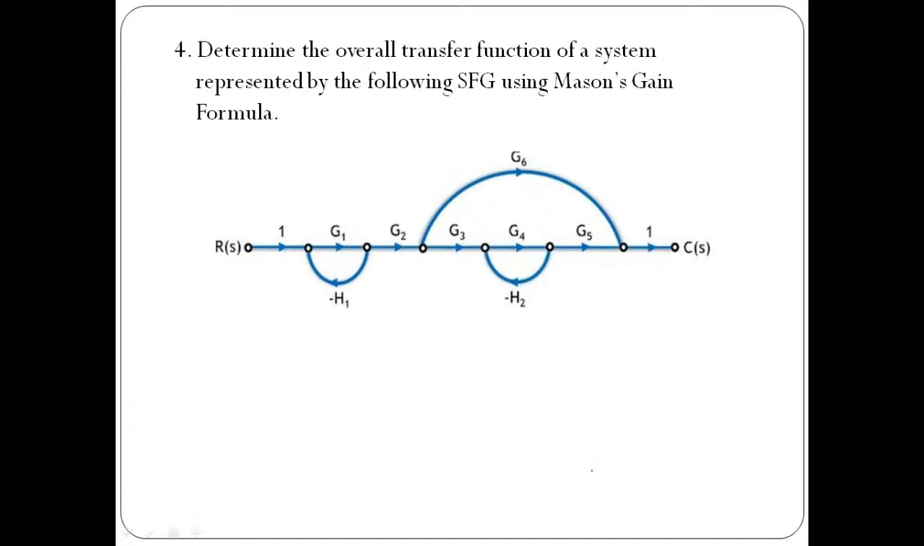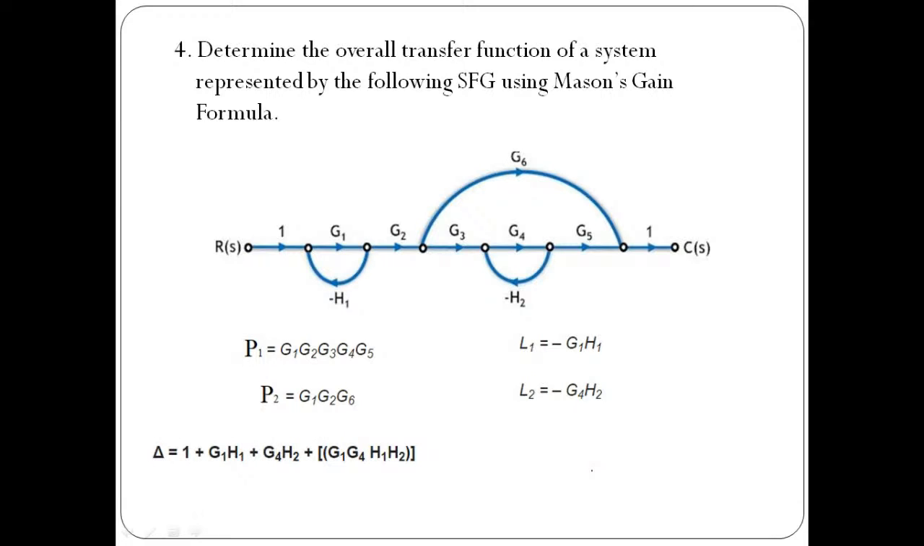The thing is that you need to apply proper logic. Let me give you the answers for this, but you have to try at home, and please check whether you are getting these values or not. So P1, P2: here we have two forward paths with gains indicated by P1, P2. In this case we have two loops, L1, L2, and their gains are minus G1 H1 and minus G4 H2. The value for delta is 1 plus G1 H1, plus G4 H2, plus G1 G4 H1 H2. Then delta 1 and delta 2 are 1 and 1 plus G4 into H2.